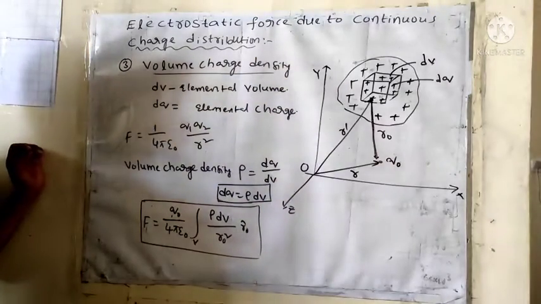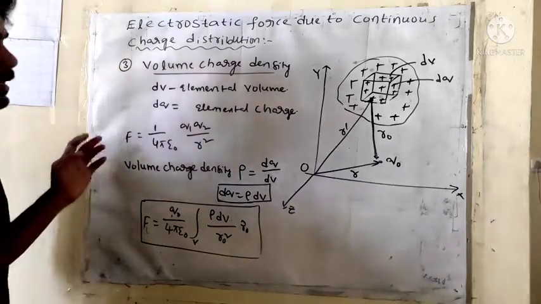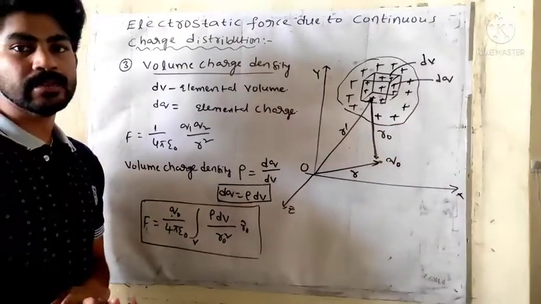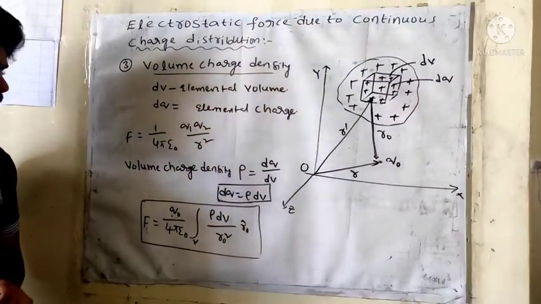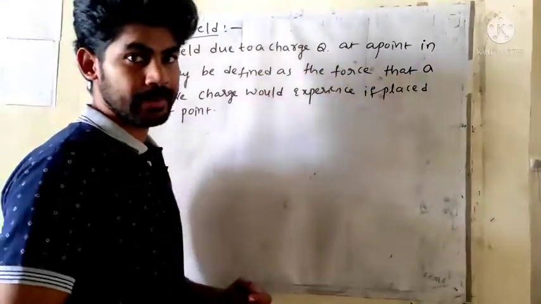So this is volume charge density. We are discussing here linear charge, surface charge and volume charge. Take a screenshot, again we can discuss. Next topic is electric field.